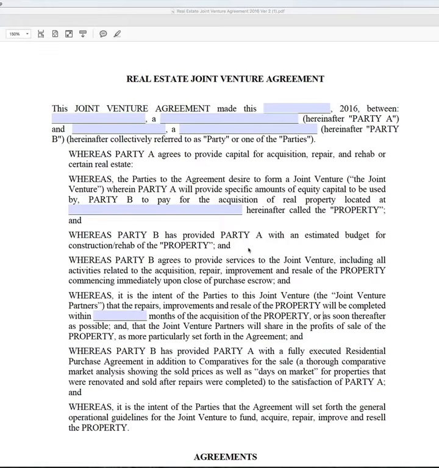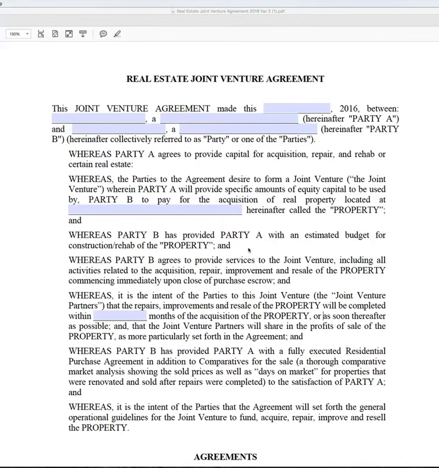Now, that being said, obviously, if you've looked at any of my videos or you've been to our asset protection event, the best form of a joint venture agreement is always a well-drafted limited liability company. That is where you're going to have the most protection.